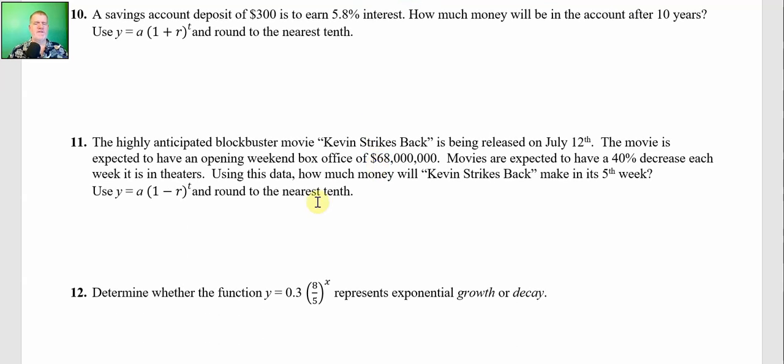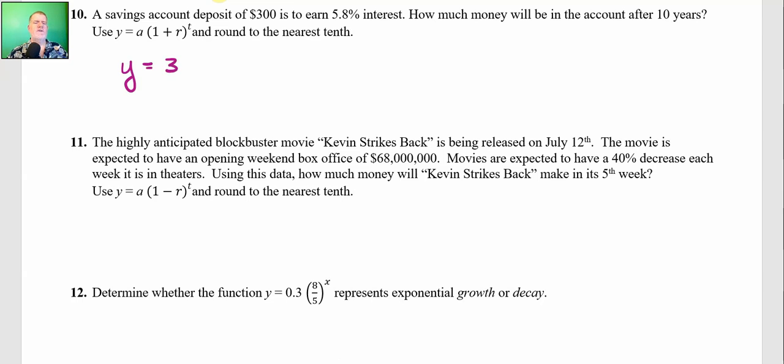All right, 10 and 11 are very similar problems. You have to use a calculator to figure these out. Remember, our exponential growth model is usually a times b to the x, but in some cases we're not given the growth rate, we're given the percentage rate. So if it's a growth, we got to add that percentage to 1. 1 plus something as it grows. When we lose money or lose things, it's 1 minus the rate. Okay? Here's how it works.